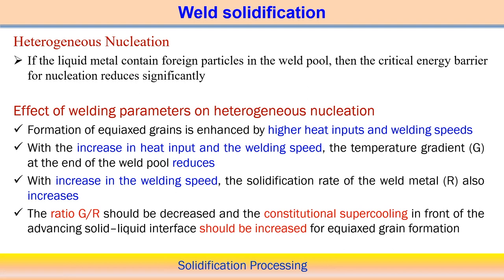Now for heterogeneous nucleation, we also know that liquid metal contains foreign particles in the weld pool, and they reduce the critical energy barrier to start the nucleation process, which is known as heterogeneous nucleation. So all three mechanisms, heterogeneous nucleation, grain detachment, and dendritic fragmentation, are active in the welding process, and they are more prone to occur because of the welding conditions as compared to casting, because in casting we cannot find much of this like in the welding process.